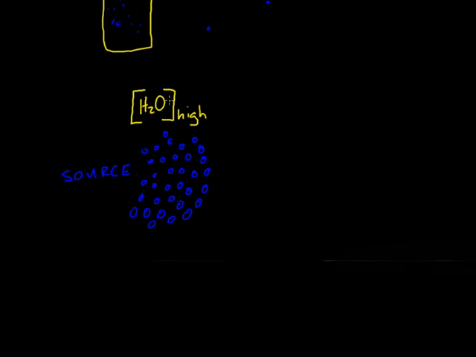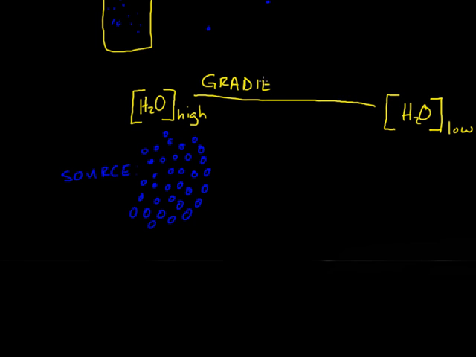So the concentration near the source is high. Now, far away from the source, the concentration of water is lower. Okay? And so initially, there's a region of high concentration of water, and there's a region of low concentration of water. And when you have two regions where one is high and the other one is, relatively speaking, at least lower, this is what we refer to as a gradient.